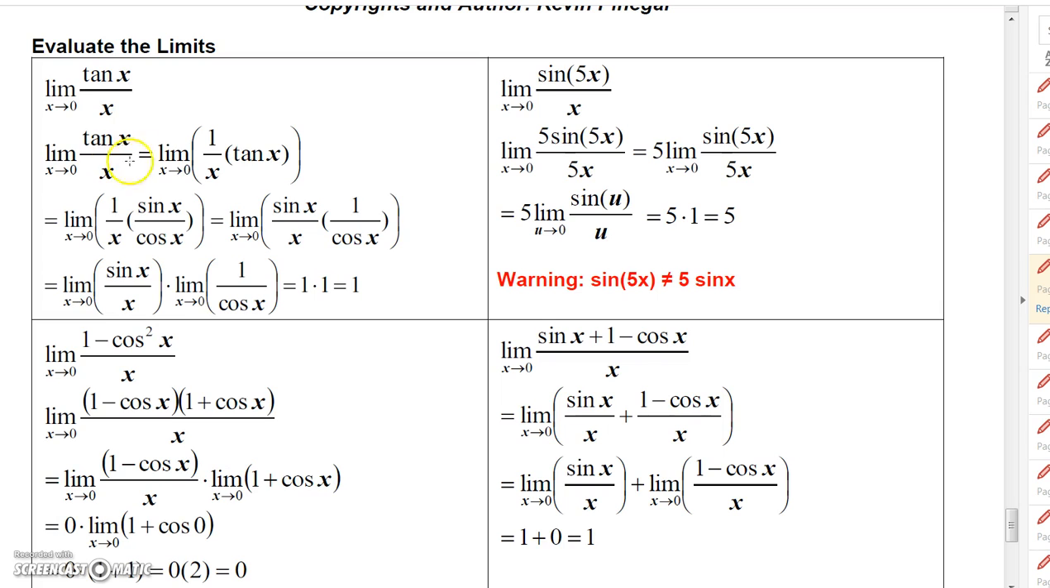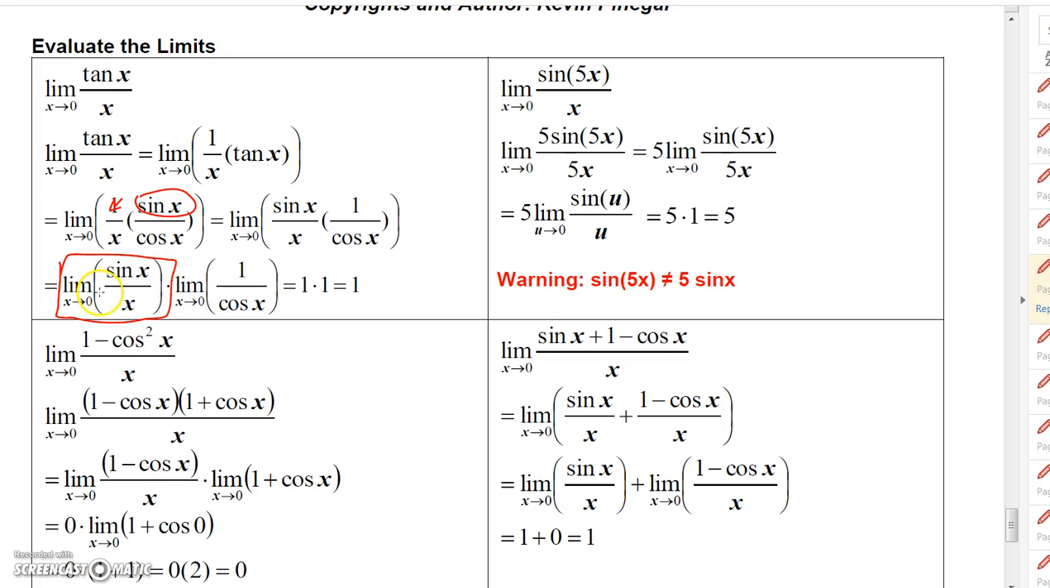Well, I can write this as the limit of 1 over x times tangent x. So I can write tangent x as sine x over cosine x. And then if I rearrange and put the sine x over here, I can write that as the limit of sine x over x times 1 over cosine x. And then I can break this limit up into the product of two limits: the limit of sine x over x as x goes to 0, and 1 over cosine x as x goes to 0.